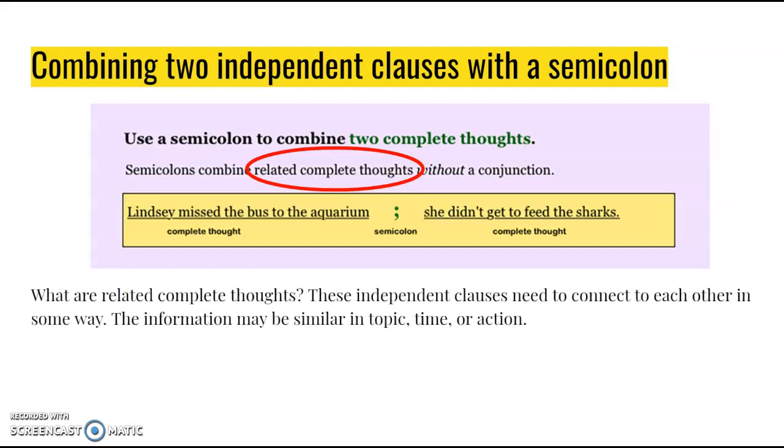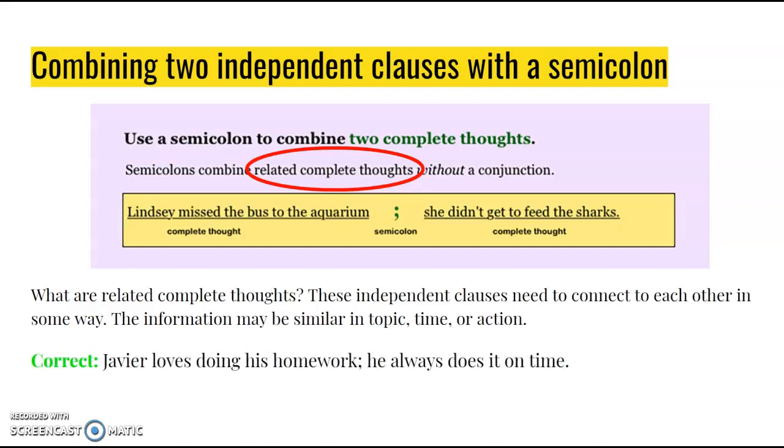What does this mean? What are related complete thoughts? That means these independent clauses need to connect to each other in some way. The information may be similar in topic, time, or action. Here's an example. Javier loves doing his homework. He always does it on time. So a semicolon is correct here because both these independent clauses have to do with Javier and homework.